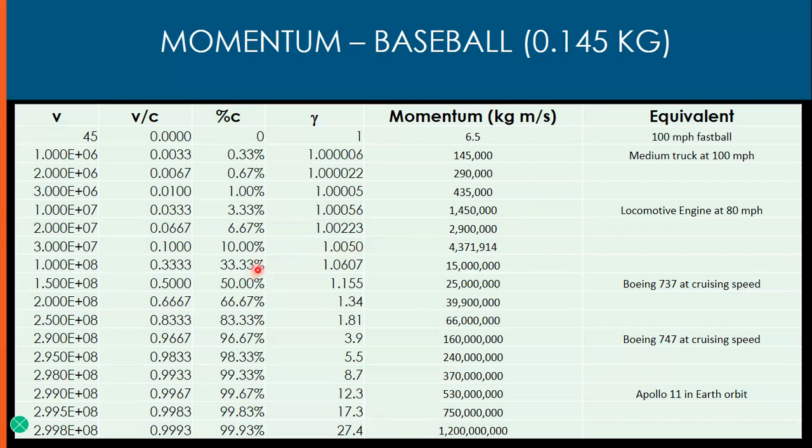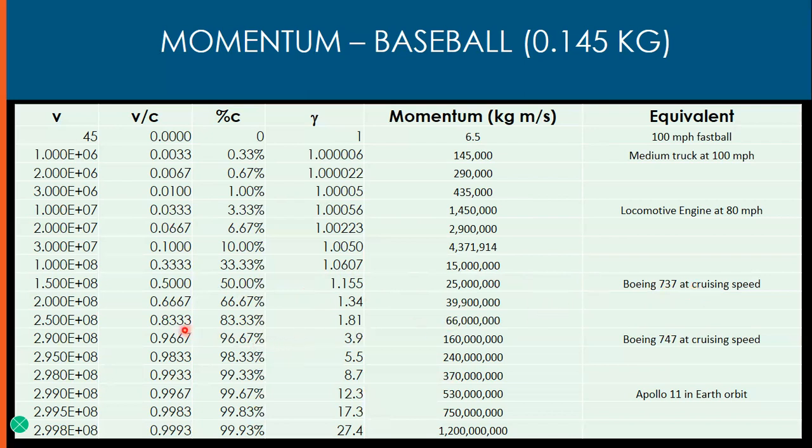Here, now we're at a third of the speed of light. And we get a 6% correction, meaning that if I calculated this classically, I would be around 6% too low in my calculation. So the errors are becoming significant. We're deviating in this relativistic realm. Half the speed of light, now it's significant, a 15% difference between our classical measurement and our relativistic measurement. That's about the same momentum as a 747 at cruising speed.